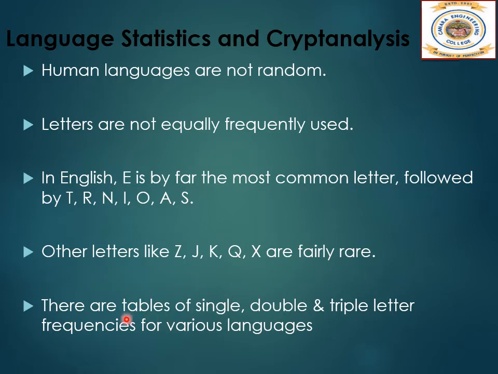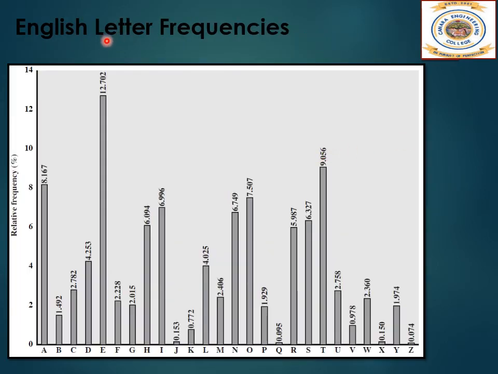Now there are tables of single, double, and triple letter frequencies for various languages as well. Like TH, the TH is normally used together, or THE is used then they. So such a characteristic are possible. So in this you can see the English letter frequencies. So now here see E is the majorly used.